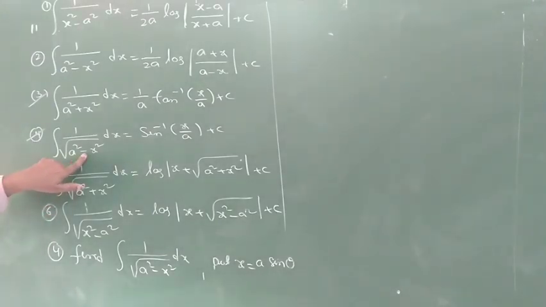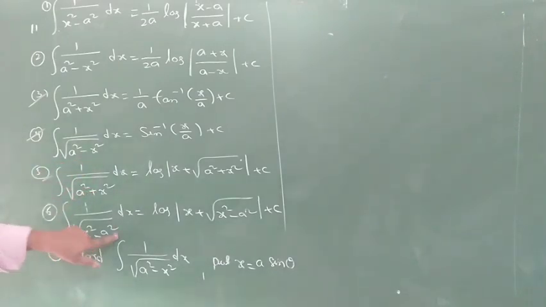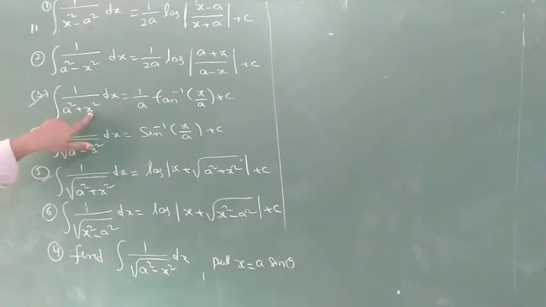Minus x square means 1 minus sine square x is equal to a sine theta, because 1 minus sine square theta is equal to cos square theta, 1 minus cos square theta is equal to sine square theta. So minus x square means put x is equal to a sine theta or a cos theta.